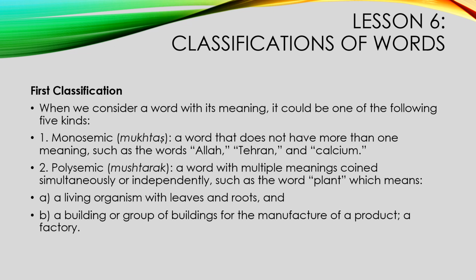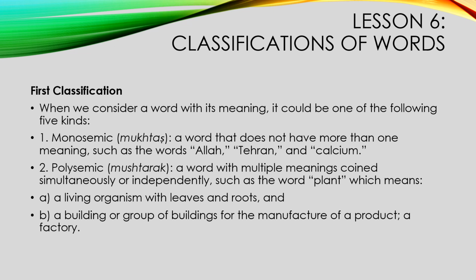Let's first deal with the first classification. When we consider a word with its meaning, it could be one of the following 5 kinds. 1, monosemic, or what we call in Arabic mukhtas, a word that does not have more than one meaning, such as the words Allah, Tehran, assuming that there is no personal name called Tehran, and calcium.